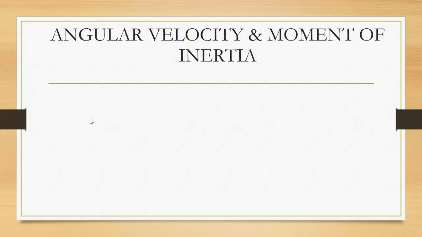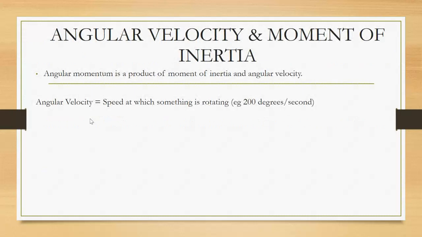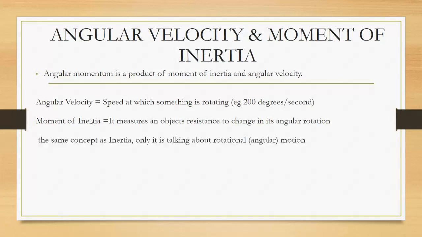Okay, so there's this concept of moment of inertia, which I've already started to explain to you, and angular velocity. So angular velocity, like linear velocity, is the speed at which something is rotating, as opposed to the speed at which something is traveling. So rather than talking in meters per second, it's talking degrees per second because it's rotating. So that's what it's measured in. But otherwise it's the same concept. And the moment of inertia measures an object's resistance to change in its angular rotation. So again, this is the same concept as inertia, only talking about rotational movements.